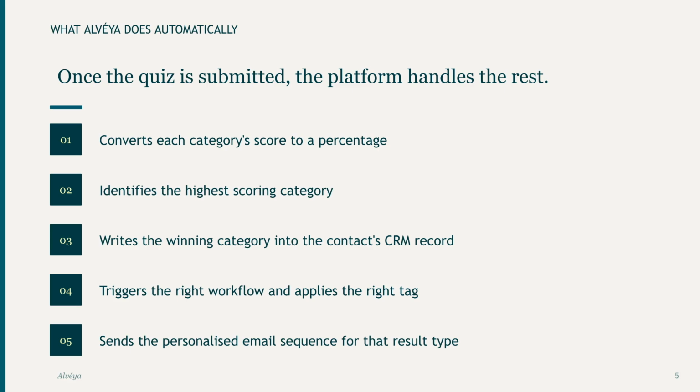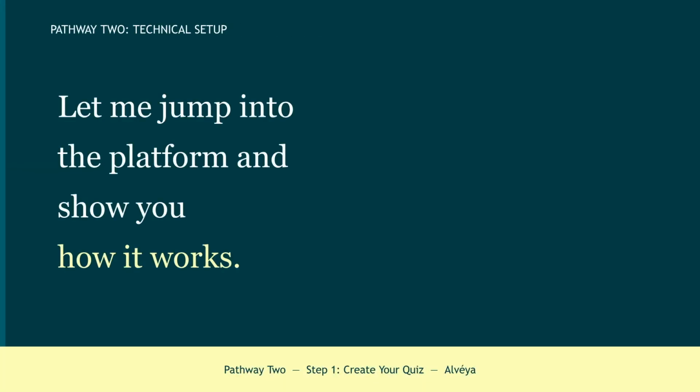Once the quiz is submitted, Alveya handles the rest automatically, identifying the highest scoring category, writing it into the contact record, and triggering the right email sequence for that result type. Let me jump into the platform and show you how it works.